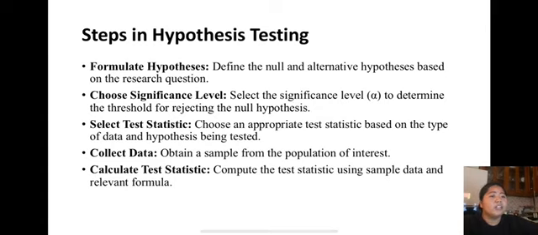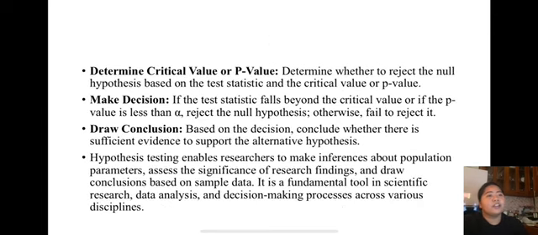Number 5. Calculate the test statistic. Compute the test statistic using sample data and the relevant formula. Number 6 is to determine the critical value or p-value. Determine whether to reject the null hypothesis based on the test statistic and the critical value or p-value. Number 7, make a decision. If the test statistic falls beyond the critical value or if the p-value is less than alpha, reject the null hypothesis, otherwise fail to reject it. Number 8, draw a conclusion. Based on the decision, conclude whether there is sufficient evidence to support the alternative hypothesis.